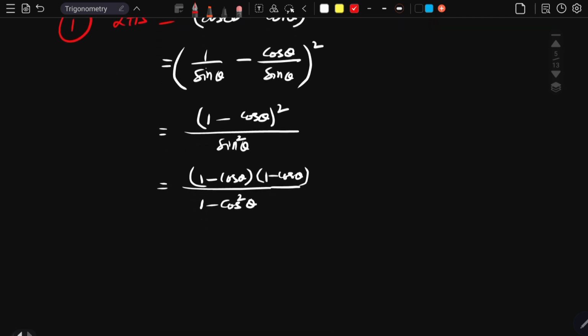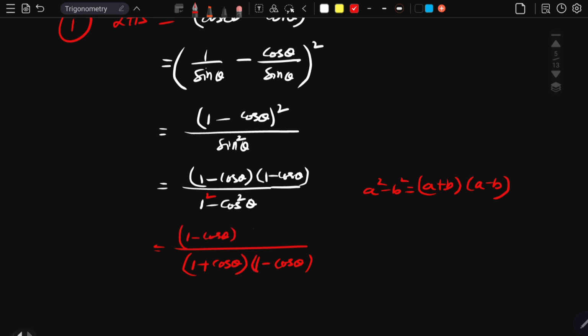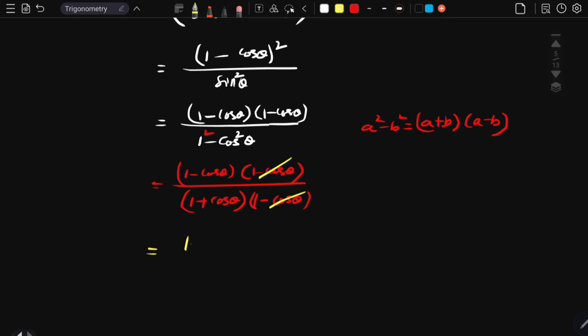The denominator is written as 1 square minus cos square theta, which by the identity a square minus b square equals (a plus b) multiplied by (a minus b) becomes (1 plus cos theta) multiplied by (1 minus cos theta). In the numerator we have 1 minus cos theta multiplied again by 1 minus cos theta. Here 1 minus cos theta cancels. What is pending is numerator 1 minus cos theta over denominator 1 plus cos theta. So this is our requirement.